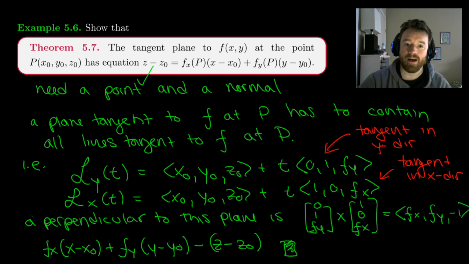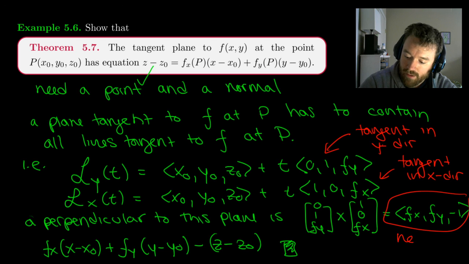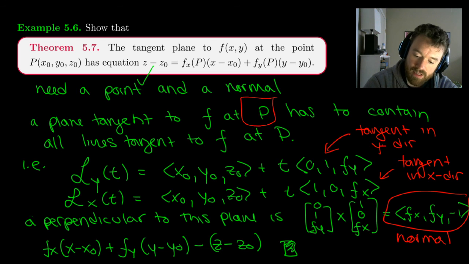Okay, so if you want to find the equation of the tangent plane at a point, you only have to know what fx at P and fy at P are, and your point, and that will give you the normal. So here's the normal to the plane that we were looking for, and the P is the point. Okay?